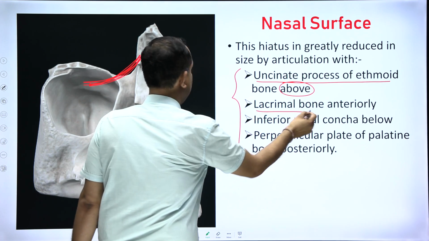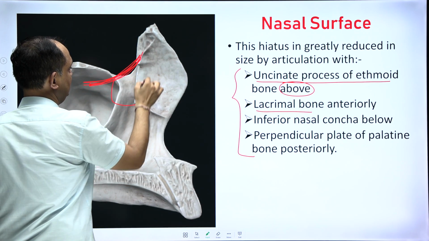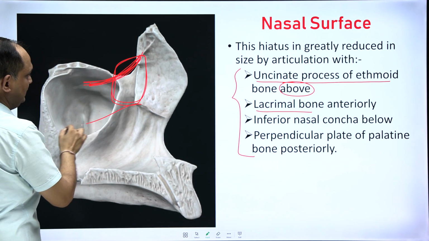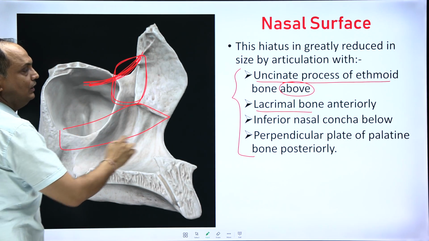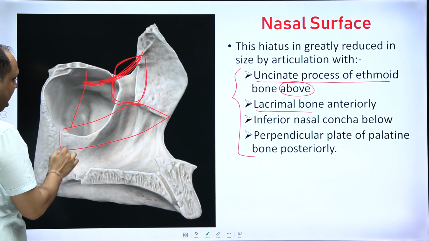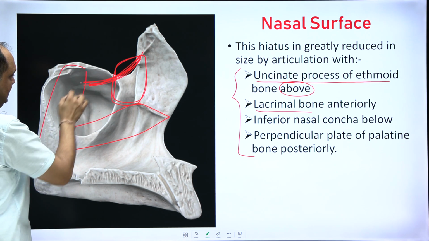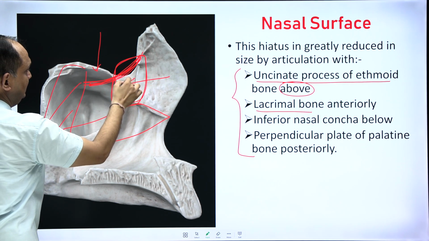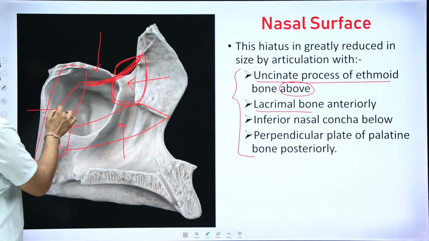From the anterior side you will have a lacrimal bone which will come here, that is the lacrimal bone. Then you will have the inferior nasal concha which will come here, as I told you, and you will have the perpendicular plate of palatine bone from the posterior side. So one bone from above, one anteriorly, one inferiorly, one posteriorly.